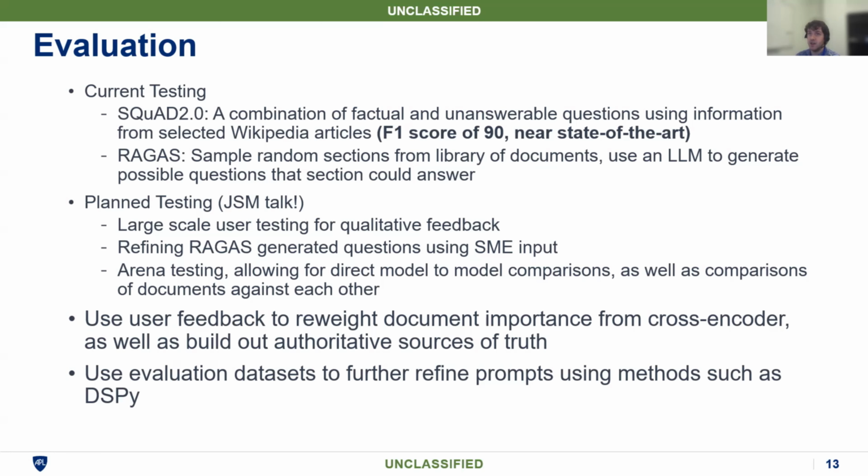So the question is, okay, how can we know that it's giving good answers for the specific stuff that we're interested in? So we're currently working on implementing Ragus, which basically says sample random sections from your library of documents, so your custom one, and then use a large language model to generate possible questions that the section could answer. So basically, we can very quickly create a generation data set or a testing data set that is specific to our documents. We also have some planned text testing.